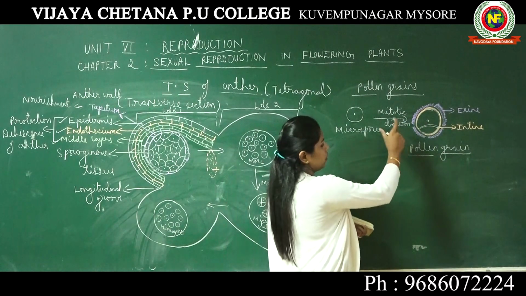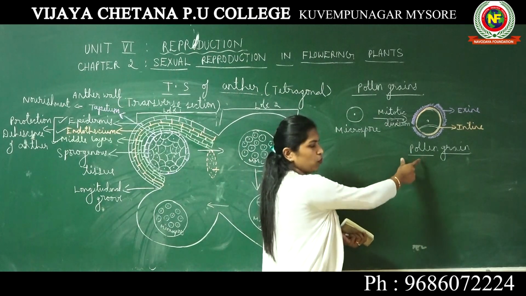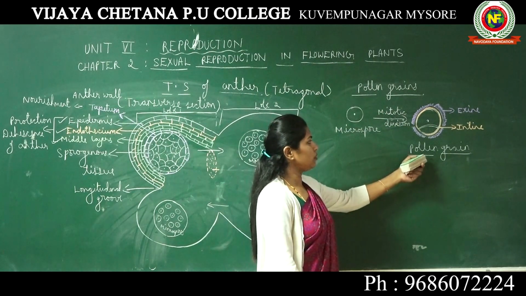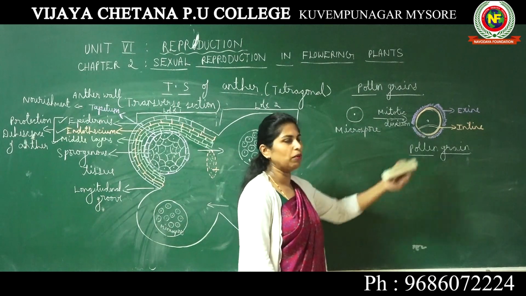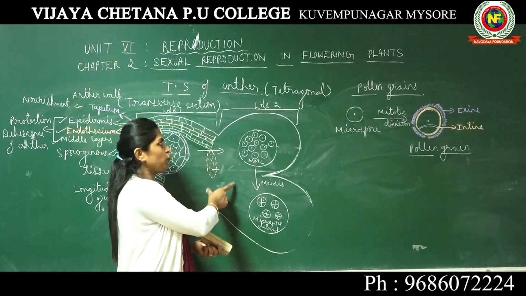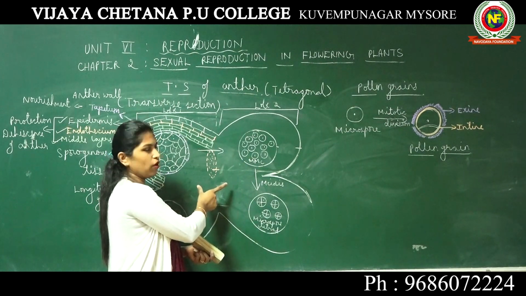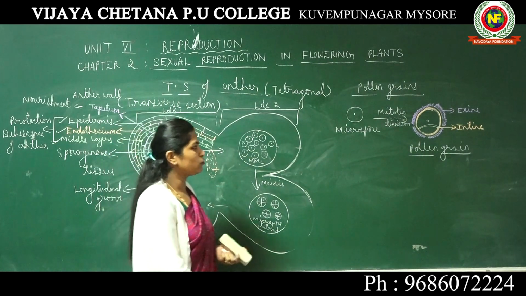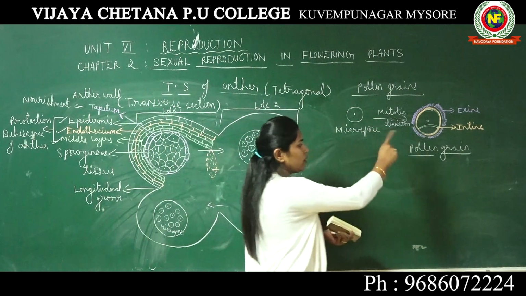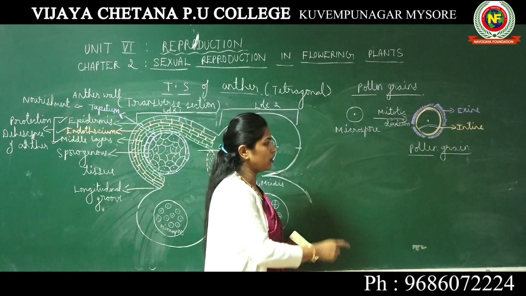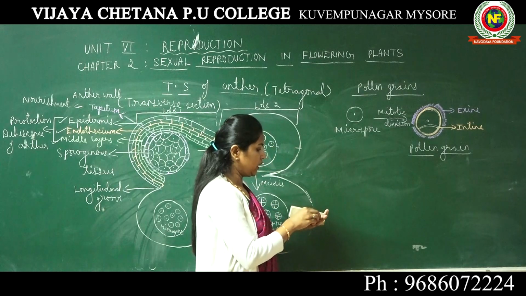I will in detail draw the structure of pollen grain, because that is a very important question for 2 marks. However, this TS of anther which I have drawn is a very important question for 5 marks. So this pollen grain structure I will draw a little bigger in detail.